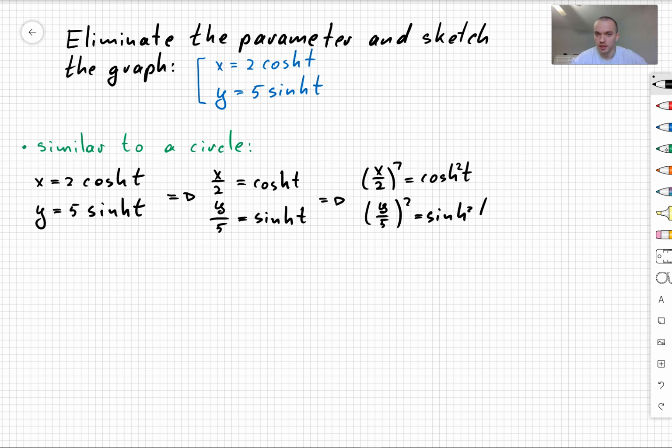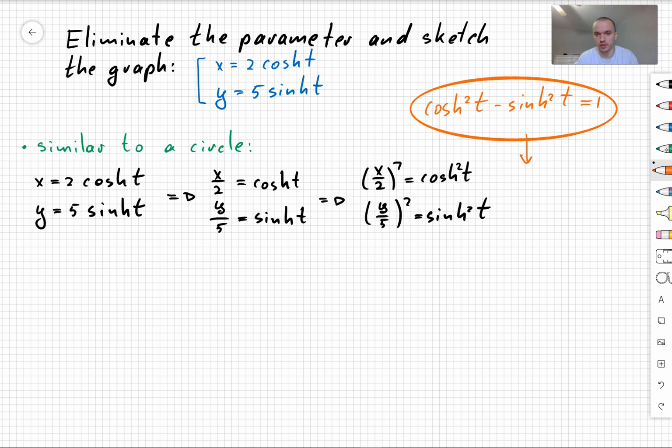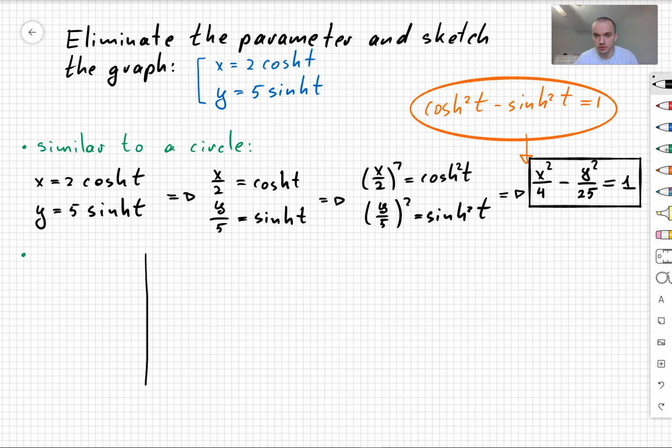So I'm going to obtain (x over 2) squared is equal to cosh squared t and (y over 5) squared is equal to sinh squared t. Then we need to remember a really important hyperbolic trigonometry identity, that cosh squared t minus sinh squared t is equal to 1. So if I take the two previous equations and subtract them, you can see I will obtain x squared over 4 minus y squared over 25 is equal to 1. And that is actually the equation of a hyperbola.